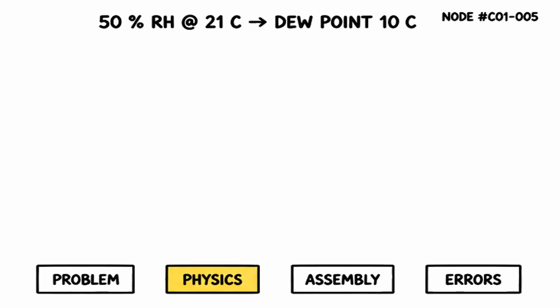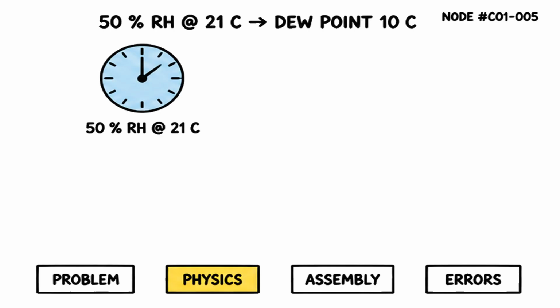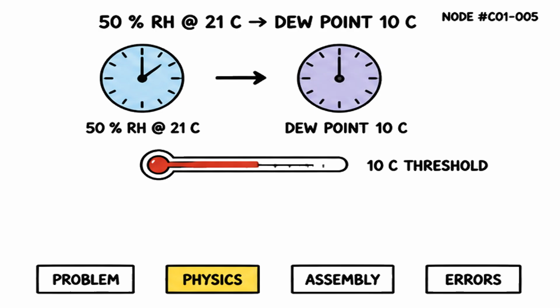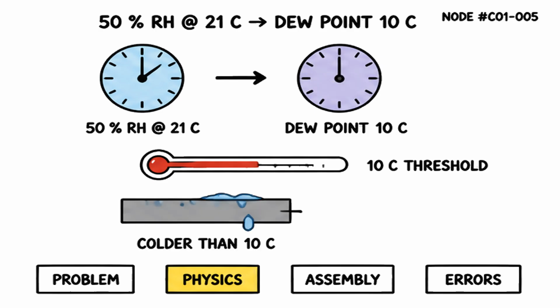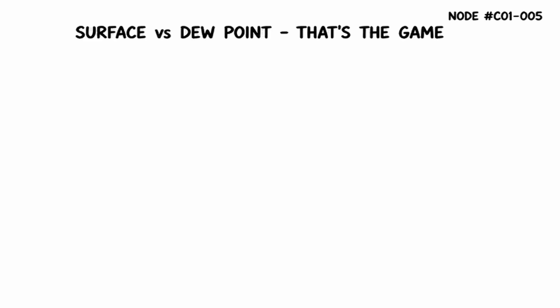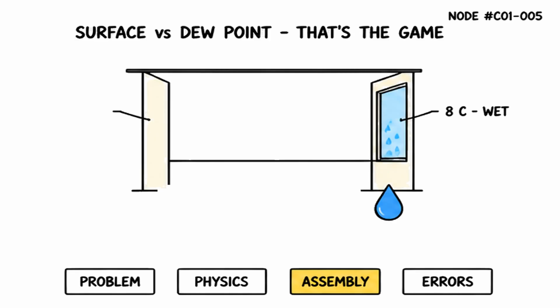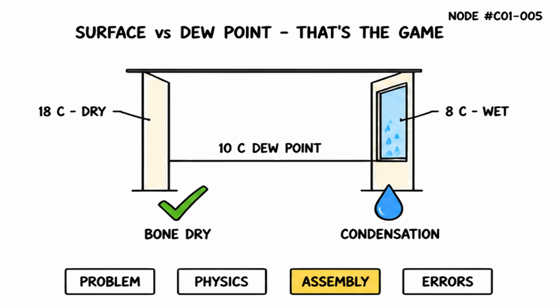Here is the paradox resolved. 50% humidity at 21 degrees means the air carries a real fixed moisture load, and its dew point is about 10 degrees. Any surface colder than 10 degrees turns that invisible load into water. This is why relative humidity lies to you about condensation. A window inner surface at 8 degrees sits below that 10-degree dew point, so water appears. A flat wall at 18 degrees sits above it, bone dry. Same room, same 50%, two different outcomes.